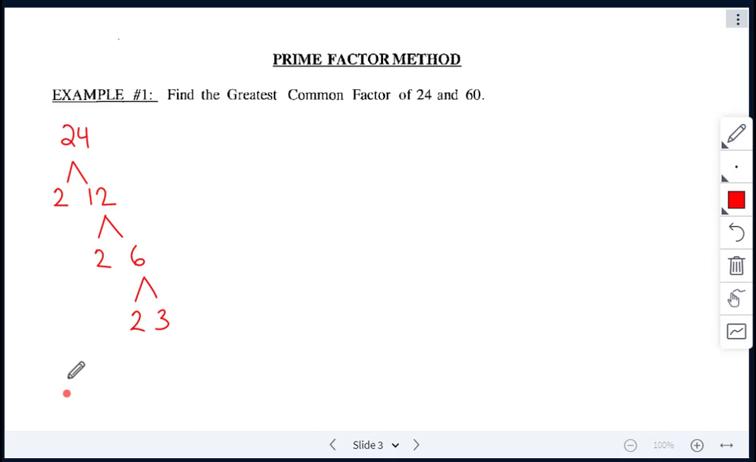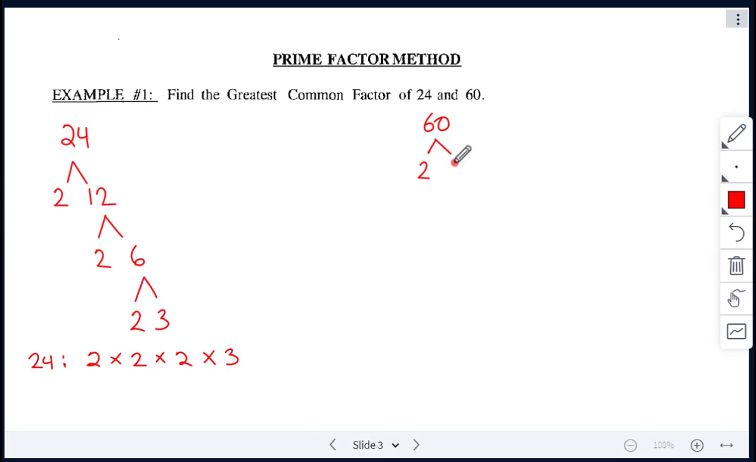All right, so for 24, we have 2 times 2 times 2 times 3. So I'm going to write that out. 2 times 2 times 2 times 3. All right, next I'm going to do the prime factorization of 60. And I'm using the factor tree method.